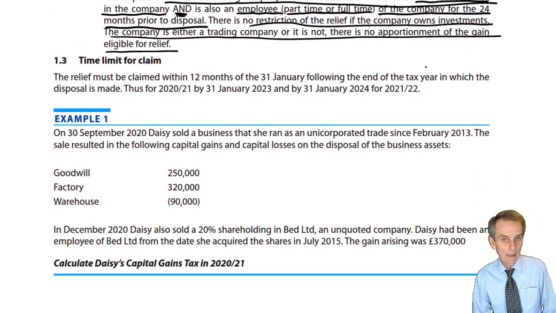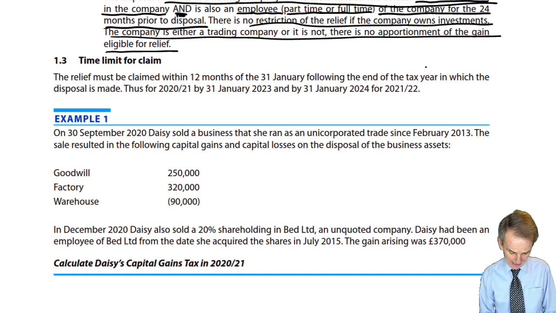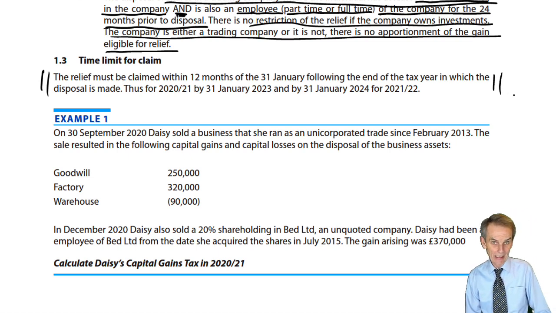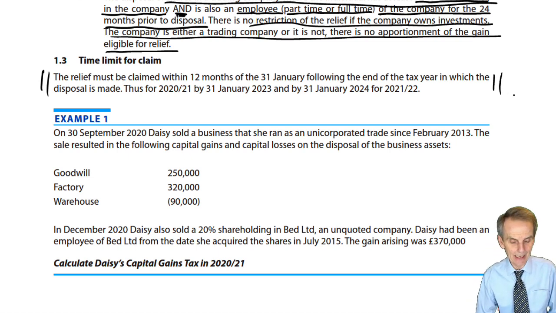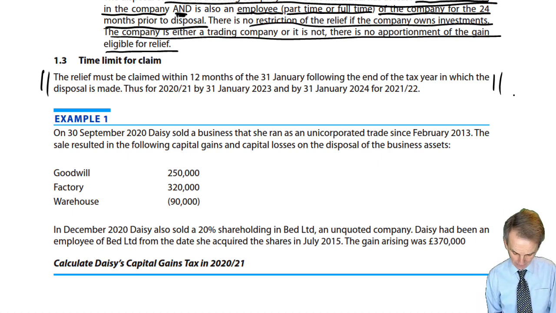There's always a claim that has to be made and there's a time limit within which it should be made. There, you've got that rule. It isn't something for you to worry about learning now, but closer to the date of the exam, you need to pick up on some of the admin issues, because some of these admin issues are going to be tested in your exam.